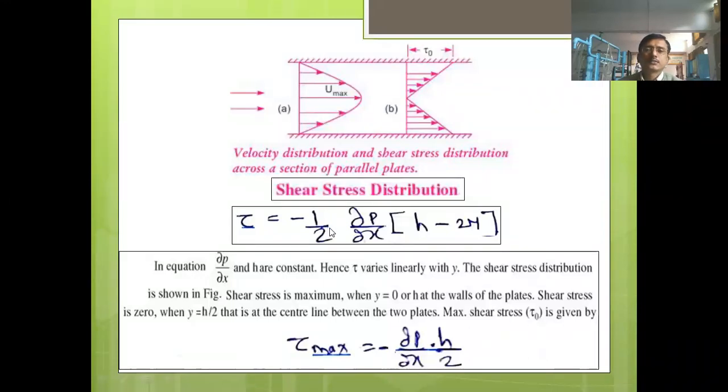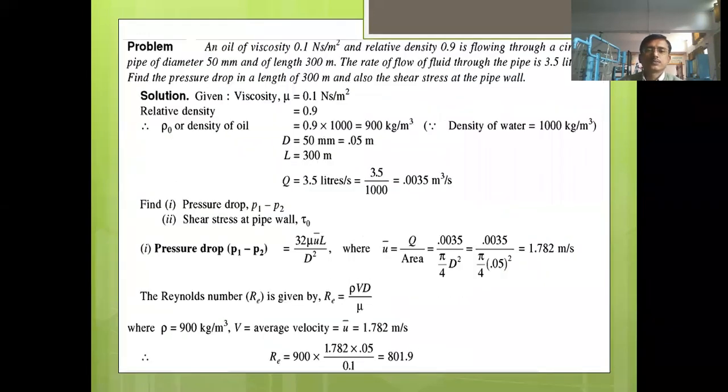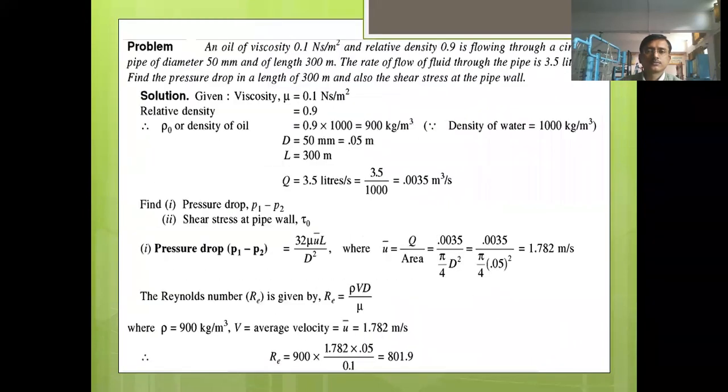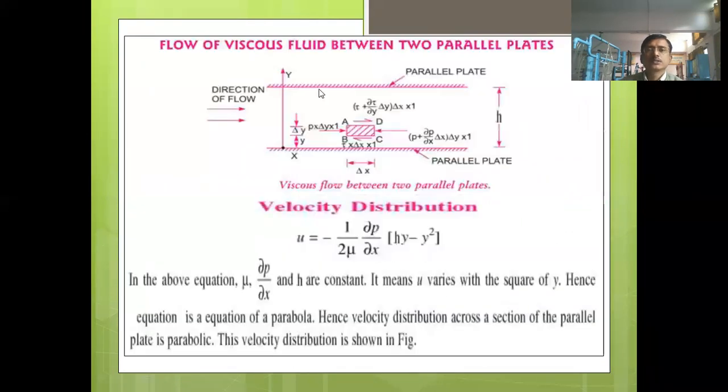In the last lecture, we have seen the viscous flow flowing through the pipe, and we have solved the problem based upon it. So in today's lecture, let us see the next point, that is flow of viscous fluid between the two parallel plates. When viscous flow takes place through parallel plates, what will be the velocity distribution, what will be the shear distribution, that we will see here.